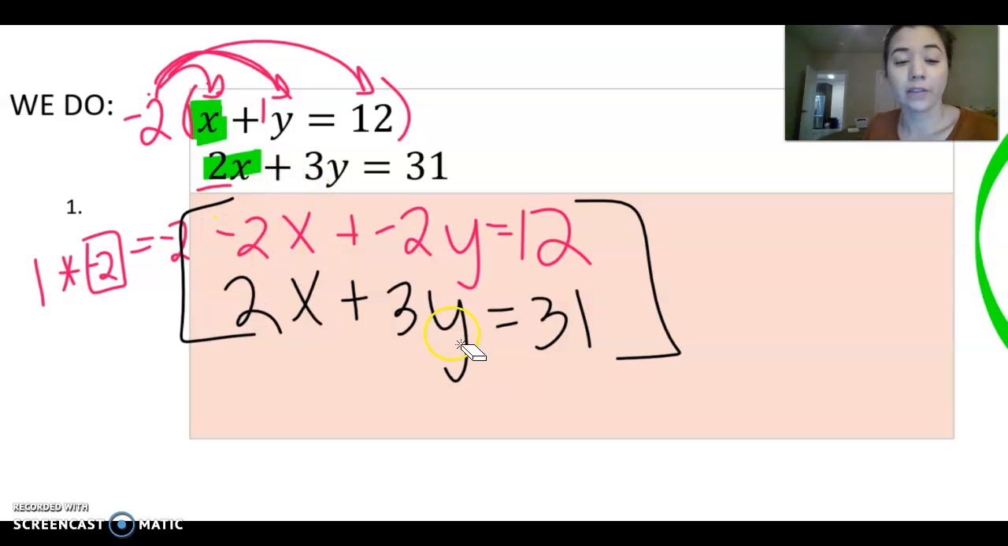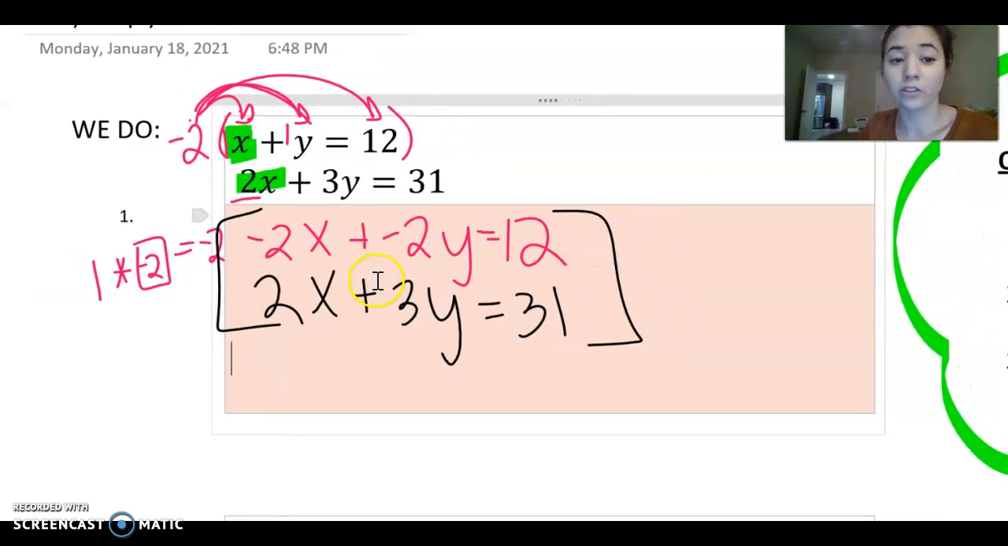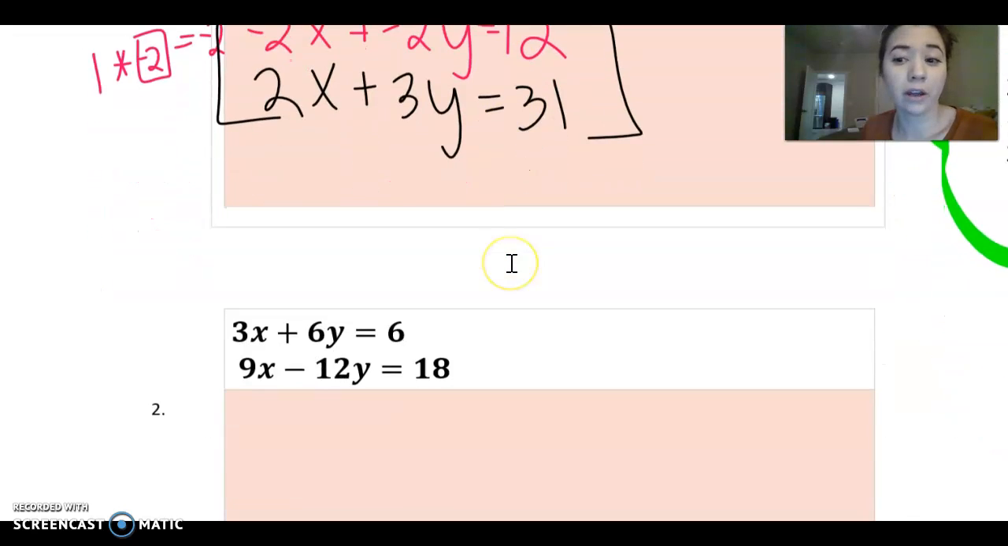So the practice today, there's like 8 problems where I just want you to try picking the number you need to multiply by. If one of your variables ends up not eliminating, like if you look at this and you don't have anything that would cancel out, you did something wrong. So let's try another one.